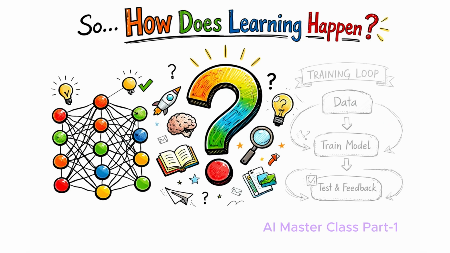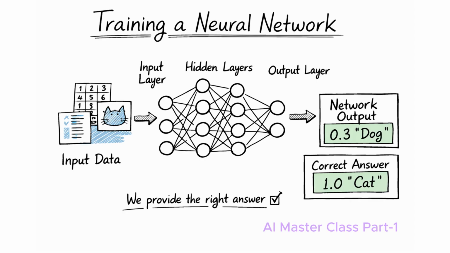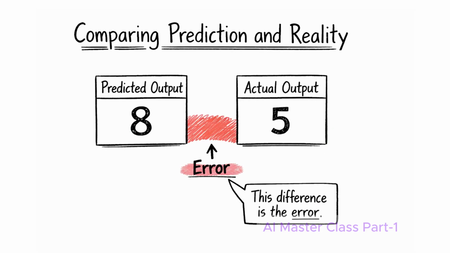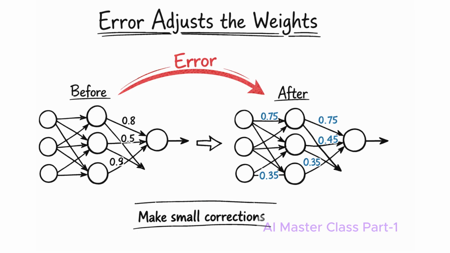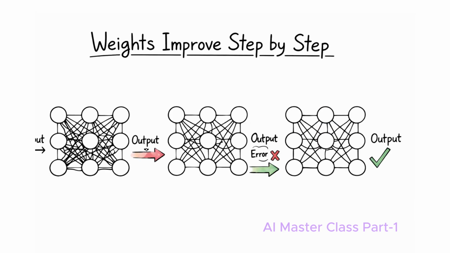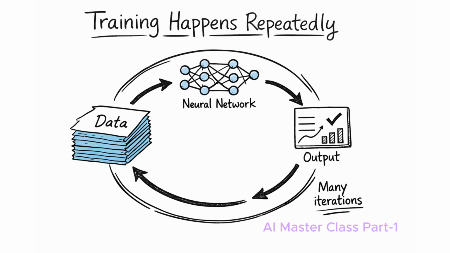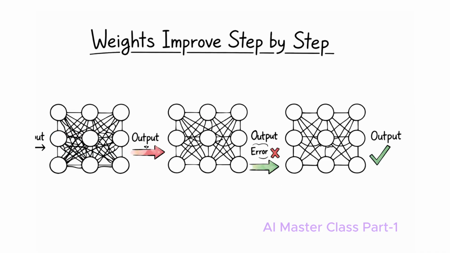But the real question here is, how does a neural network learn? The learning happens through the process called training, the one which we discussed in the previous video. During training, we provide the input data and the correct output to the neural network, and then the neural network will make a prediction. Then we compare the prediction with the actual correct output. The difference between the predicted output and the actual output is called error. Based on this error value, the network will adjust its weights slightly. This adjustment happens in such a way that the next prediction becomes a little better. This process is repeated again and again with a large amount of data. Over time, as the weights keep getting adjusted, the neural network starts producing better and better results. And this is how a neural network learns patterns from data.